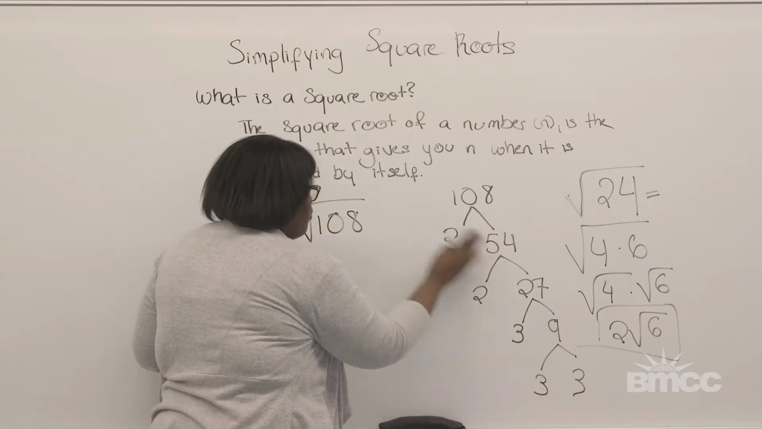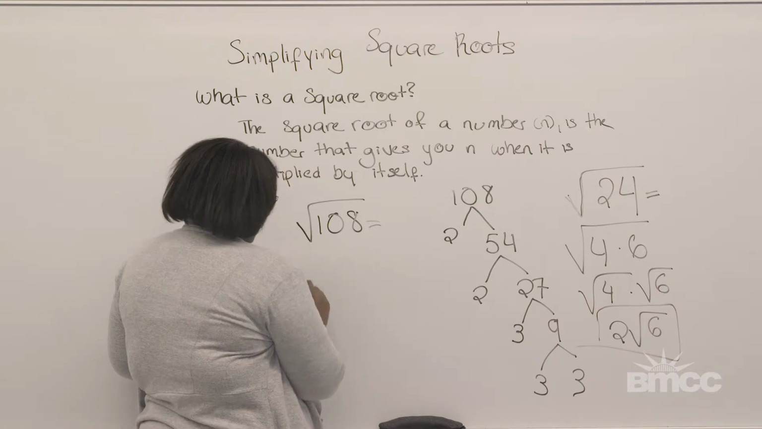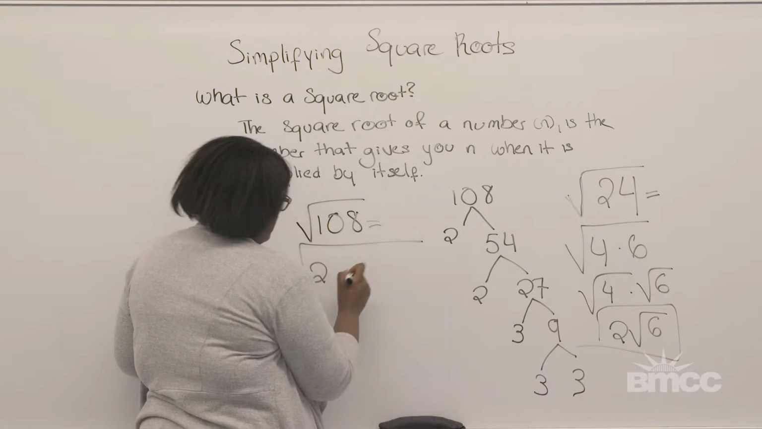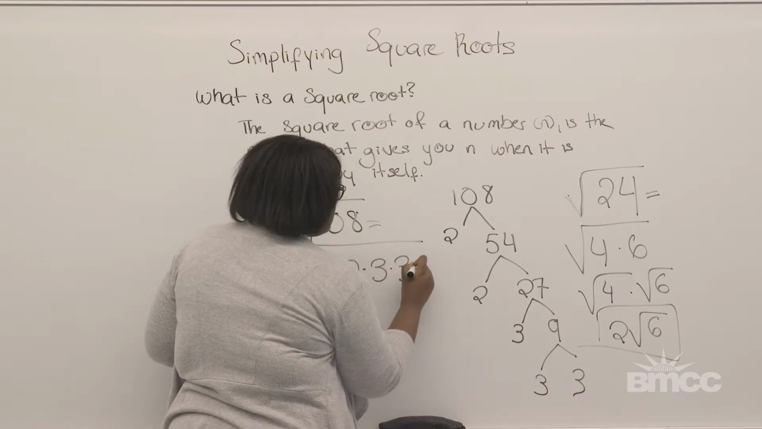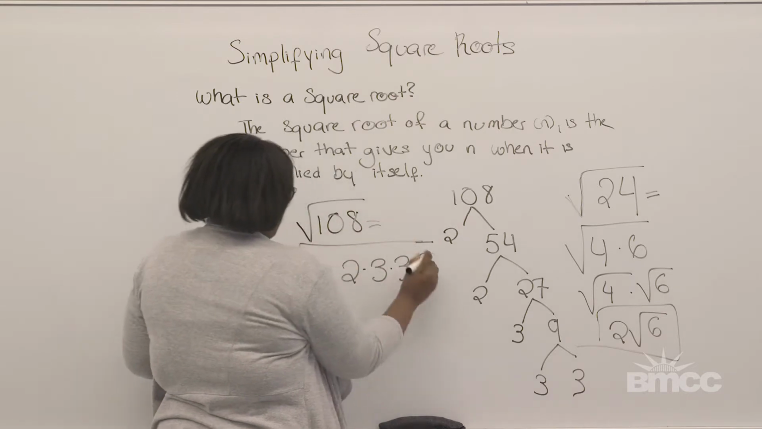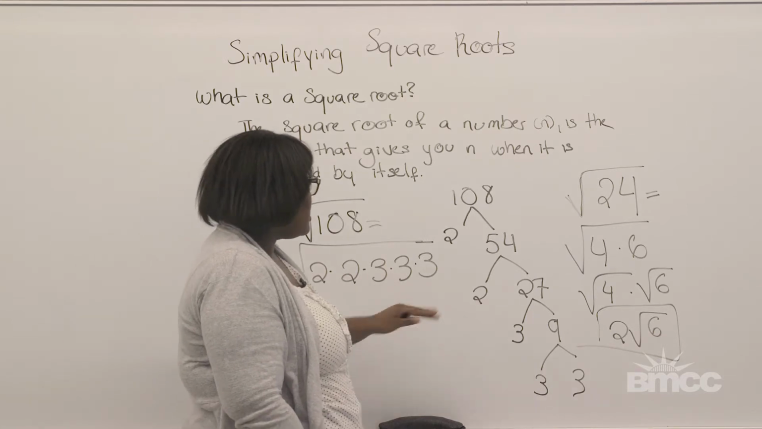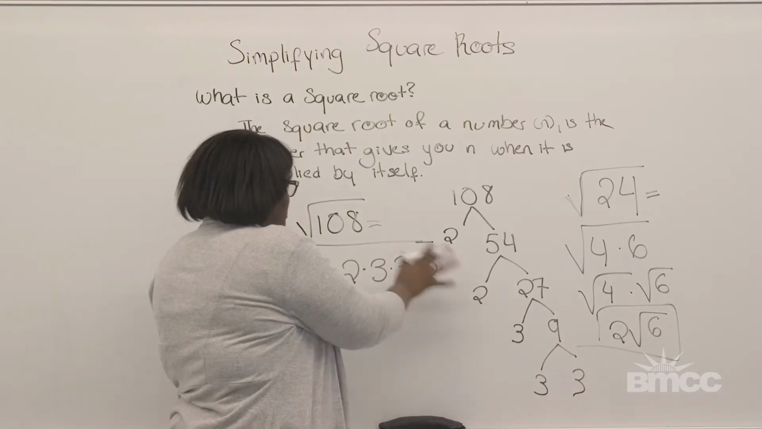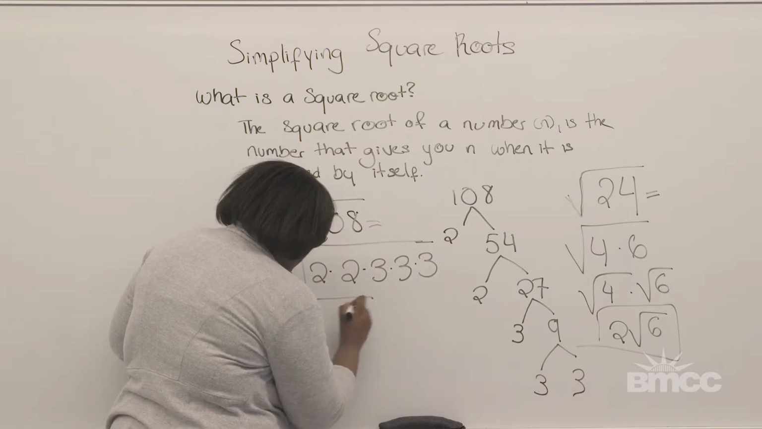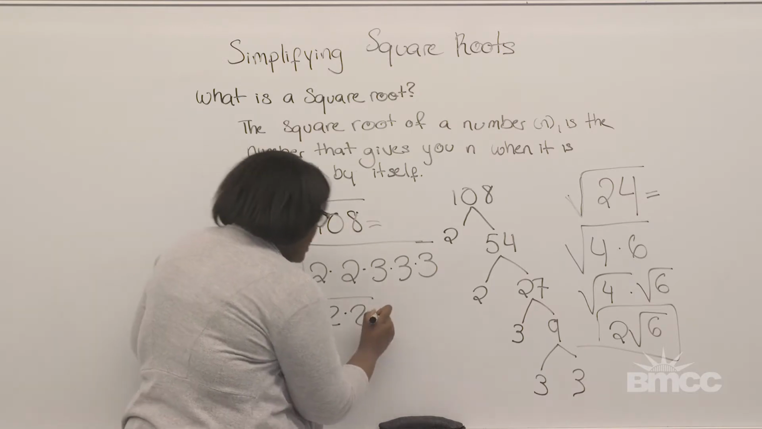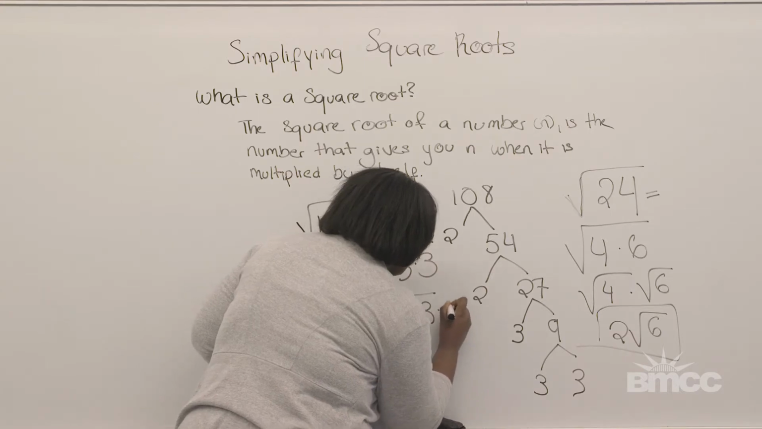So we're going to rewrite this in terms of prime numbers. So we're going to have the square root of 2 times 2 times 3 times 3 times 3. Now, as you can see, we have a pair of 2's and a pair of 3's. So we're going to rewrite this expression again as pairs. So we're going to have the square root of 2 times 2 times the square root of 3 times 3 times 3.